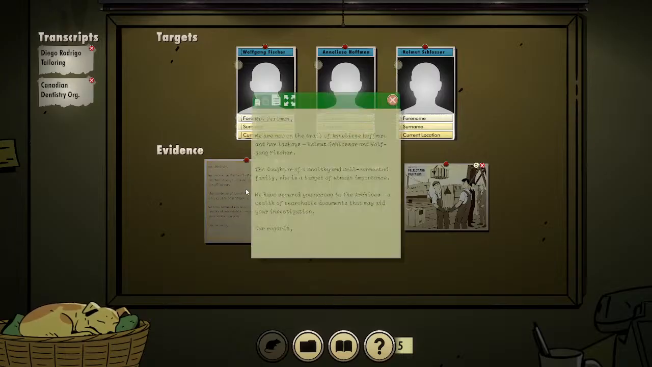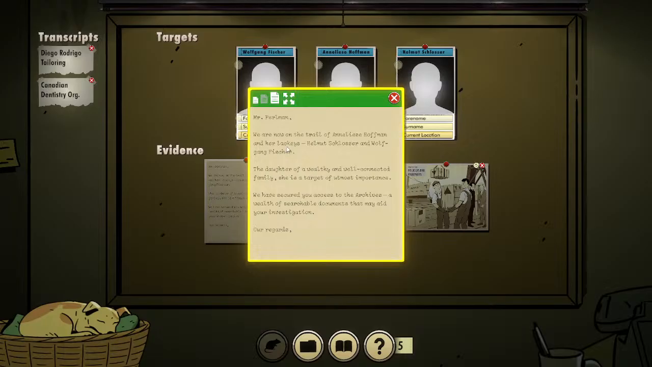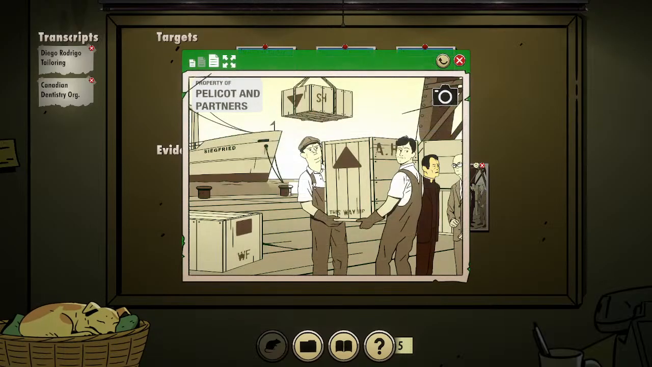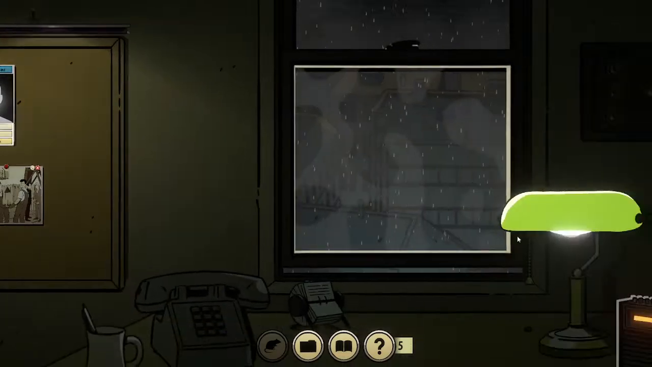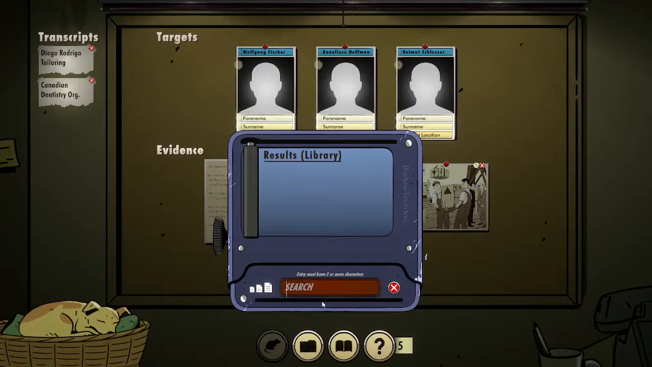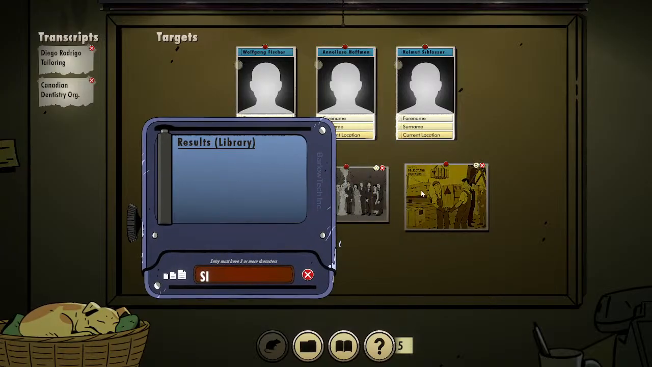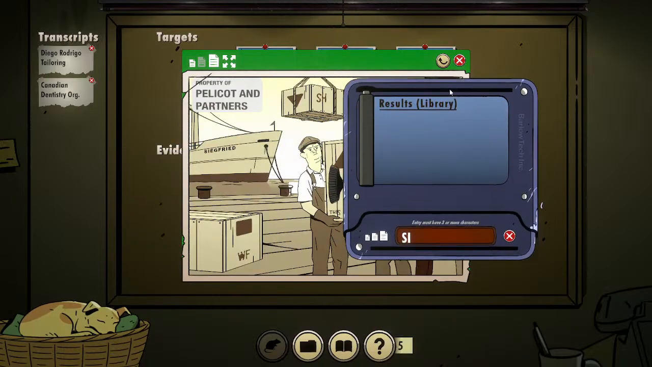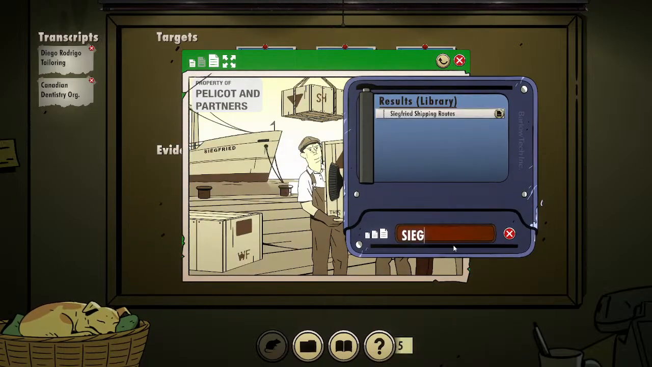Let's see here. So where are we going to start? The archives is going to help. Okay. Pellicott and Partners and Siegfried. Maybe we start with the boat. In fact, I didn't need to go over here to get to the library. Is it spelled S-I-E-G? Where does it say it? Yep, Siegfried. Siegfried shipping routes.